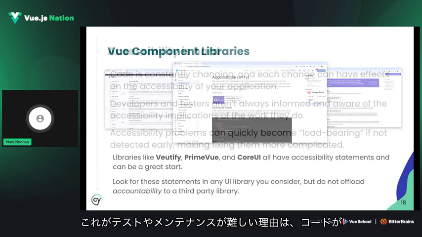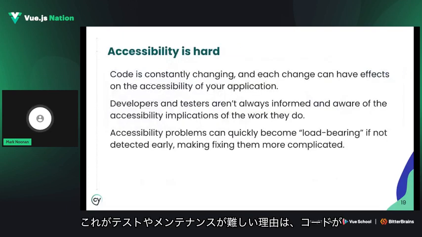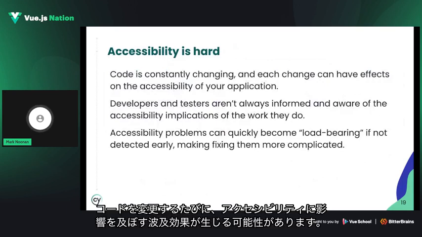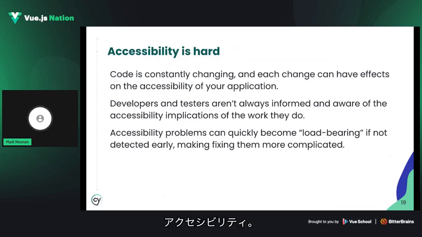The reason this is hard to test for and maintain, which is kind of the topic here, is that code is always changing. Each change to the code can have ripple effects that affect accessibility. And so you might not know the accessibility effect.